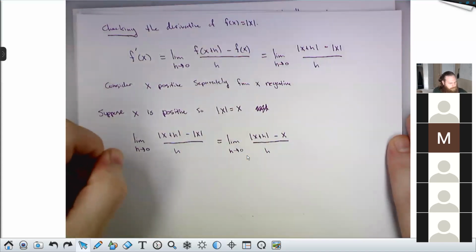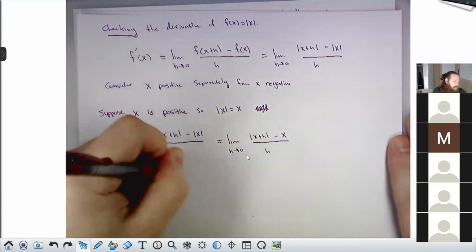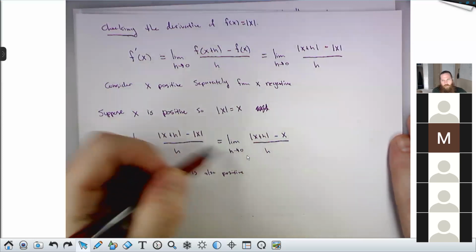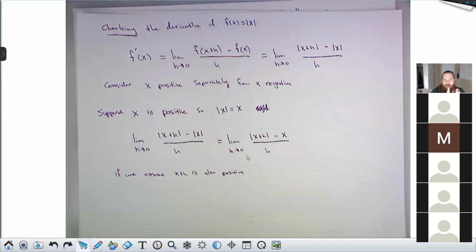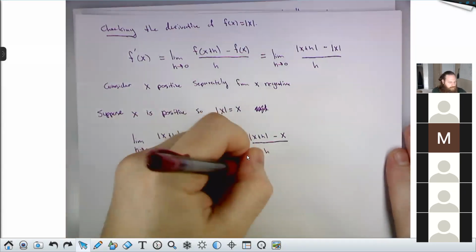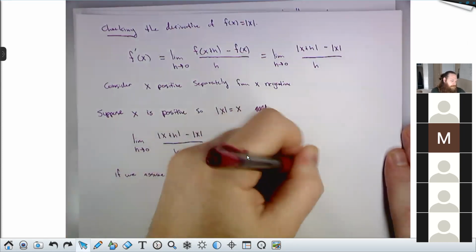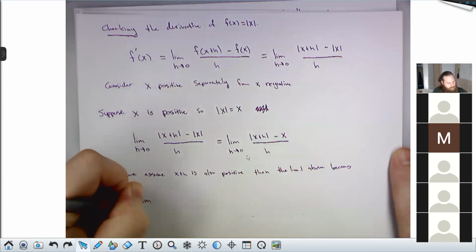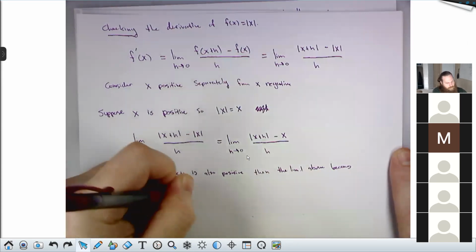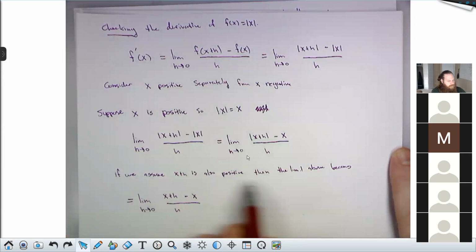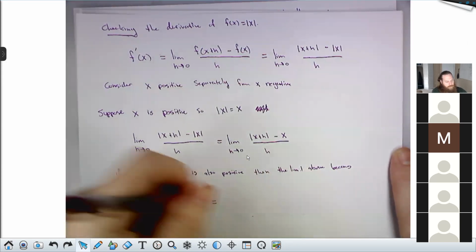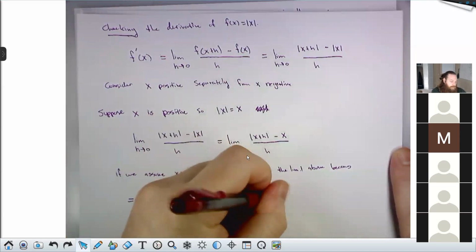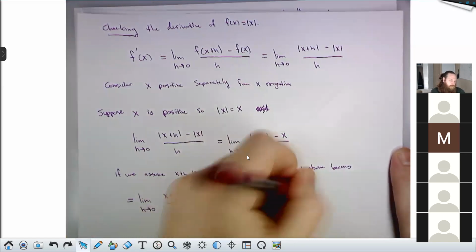But if we assume that x plus h is also positive, and remember the idea here is we're sending h to 0, so I'm thinking of h as being very, very small numbers. I can take h to be smaller than x. So if we assume x plus h is also positive, then the limit above becomes equal to the limit as h goes to 0 of x plus h minus x all over h, because if x plus h is positive, then the absolute value of x plus h is just x plus h. And now the x's cancel, and you just get the limit of h over h. Those cancel, so you get the limit as h goes to 0 of the constant function 1. And that is 1.